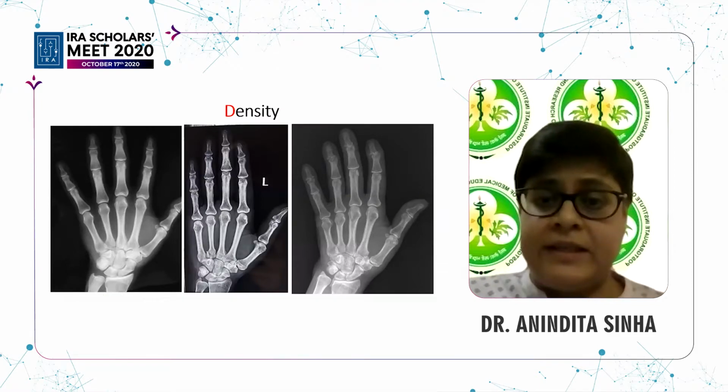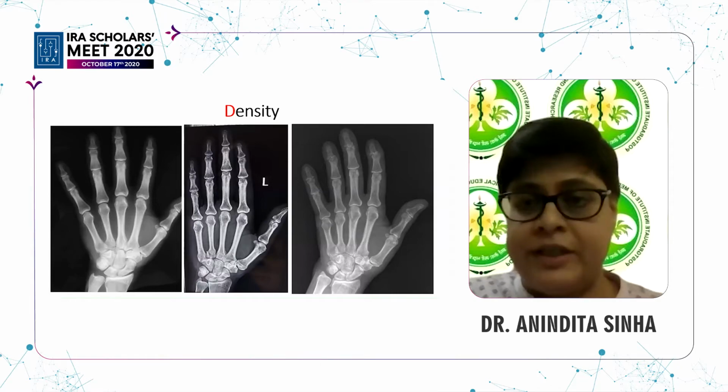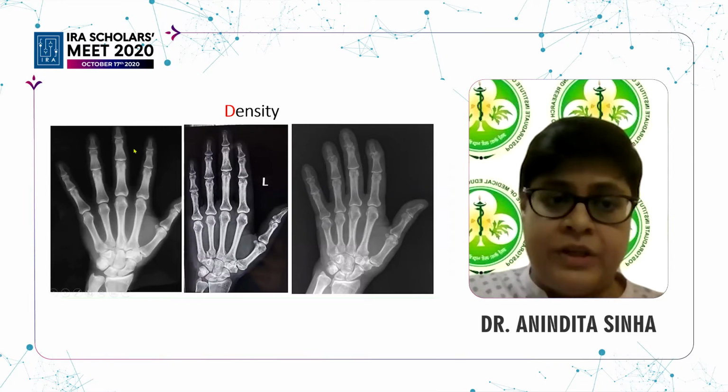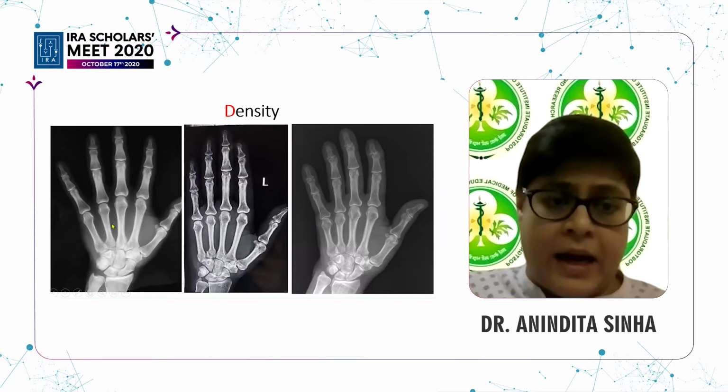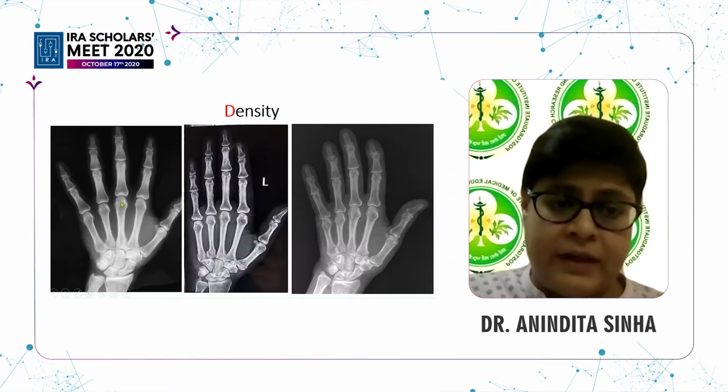Another finding, which is the density, also helps us in differentiating what the disease could be. So here I have a normal radiograph where you can see this is the metacarpal, and this is the head of the metacarpal.